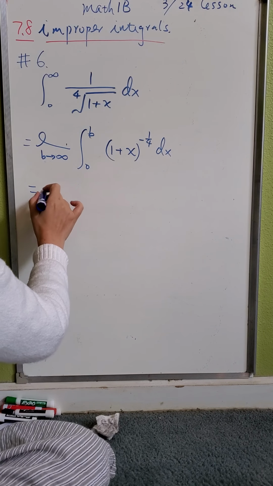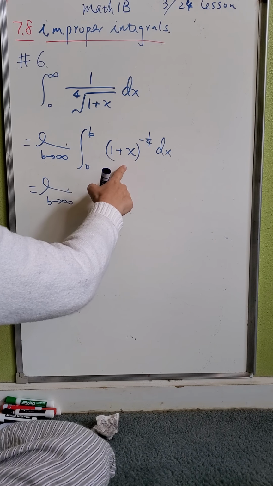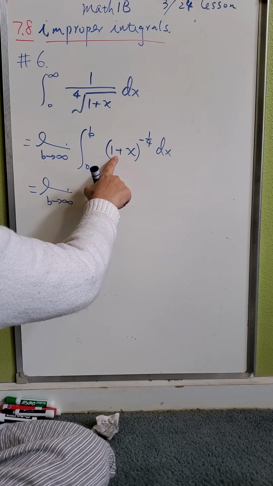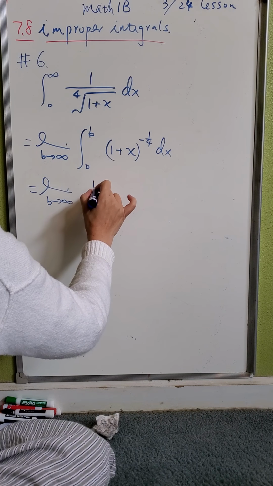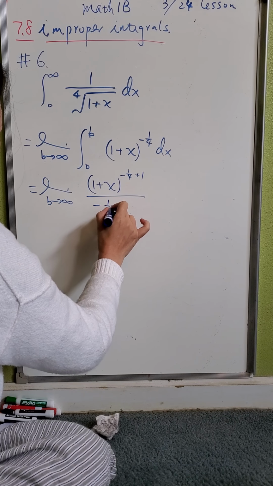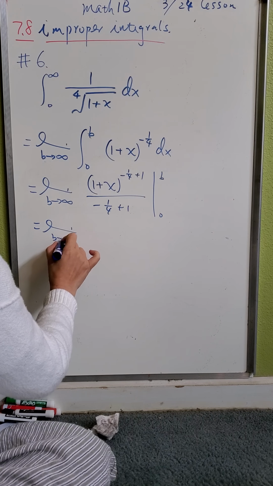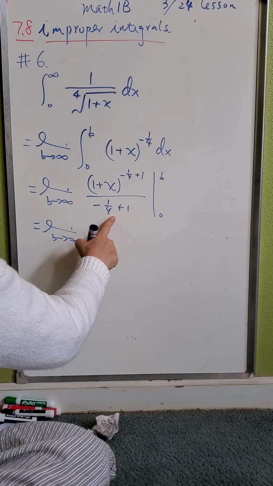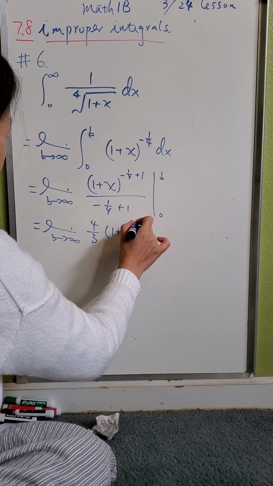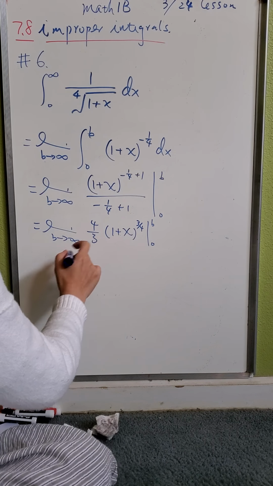So that equals the limit as b approaches infinity, and integrate this one. This one is pretty easy to integrate because a constant plus x means dx. Don't even worry about it. You just write 1 plus x to the negative 1/4 plus 1, over negative 1/4 plus 1, from 0 to b, as b goes to infinity. So this is 3/4. Flip it, it's 4 over 3, times 1 plus x to the 3/4, from 0 to b. Now put the b inside.